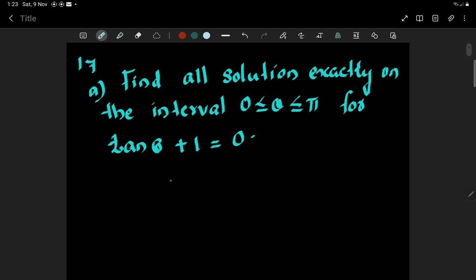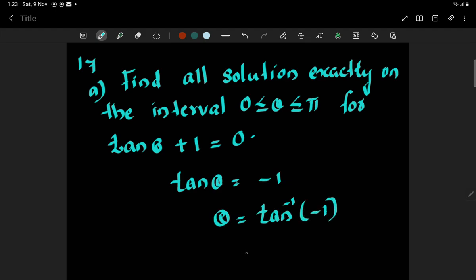That is the question. So how will we find the value of theta? Tan theta is equal to minus 1. We can find theta using tan inverse. It is easy to find, and you will get an answer.